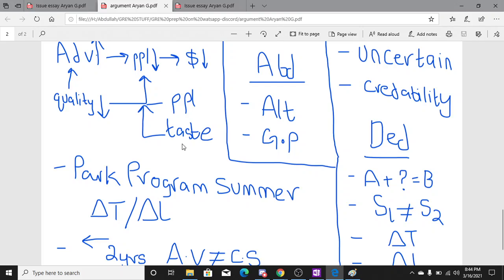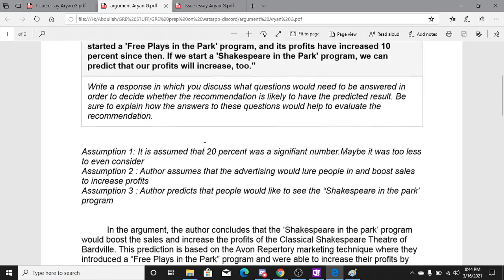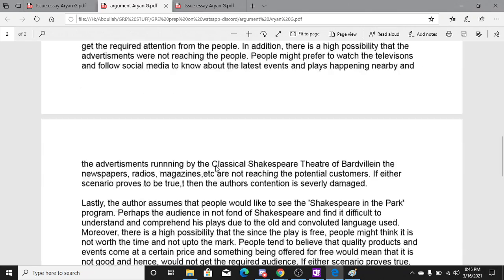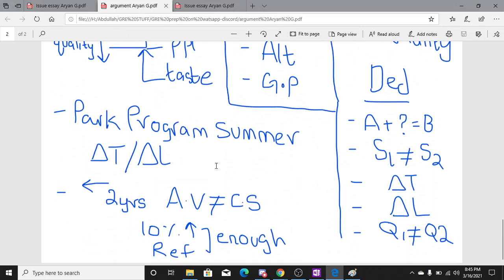Okay? It further goes back up. Then it says 2 years ago. Again, the 2-year crap. So again, he is literally ignoring the fact that what happened 2 years ago, the same thing cannot happen again. Man, I mean, with time things change, but let's see what he has to say. 2 years ago, the nearby Avon Repertory Company started a free plays in the park program, and its profit has increased 10% since then. Oh my god, I mean, again, it's a boatload of crappy arguments.